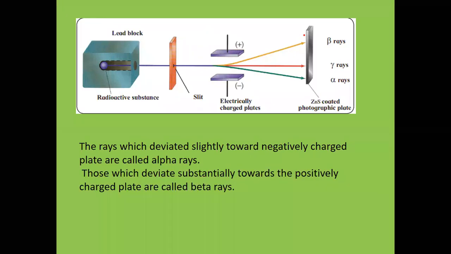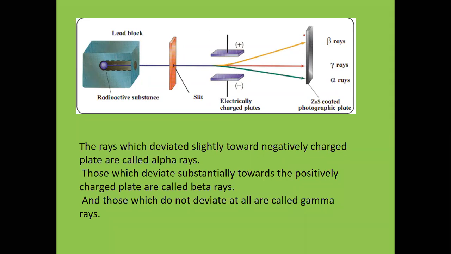So the rays which deviated slightly towards the negative charge are called the alpha rays. What are they called? Alpha rays. And the ones which deviated towards the positive charge are called the beta rays. And the ones which did not deviate at all are called the gamma rays. Everybody understood? We are talking about Willard. Rutherford and Willard did this experiment together. So Rutherford was the one who was able to tell us about alpha and beta, and Willard was the one who was able to tell us about the third type of radiation, which is the gamma radiation. Is this experiment clear to everyone about alpha, beta, and gamma? Did you all understand? All right.